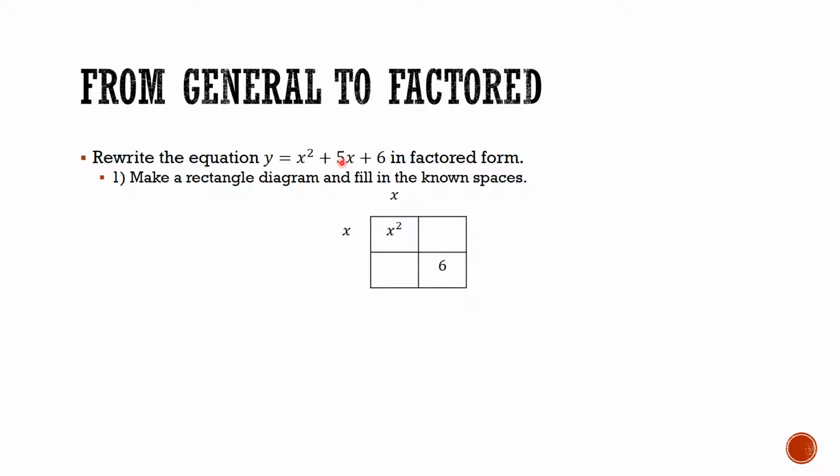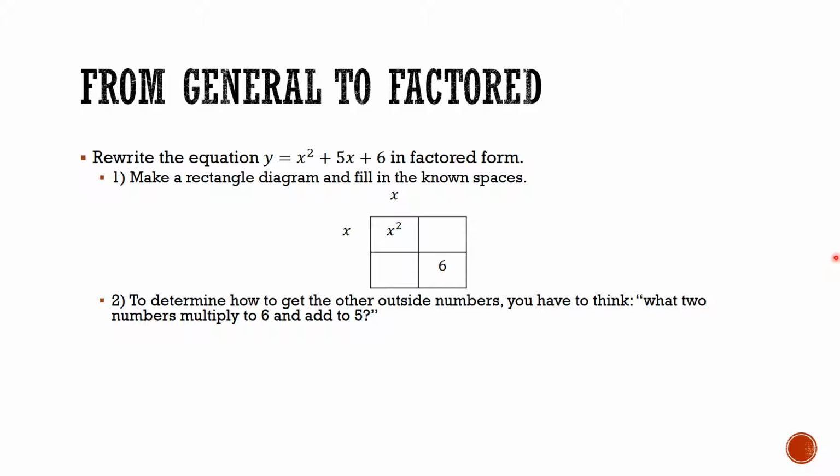Now to get the 5x, these two boxes have to add up, remember? Every time we have a box, these two are by themselves, but these two are like terms, so we combine them. So 5x is going to be this box plus this box. To determine those two numbers, you have to think, what numbers multiply to 6 and add to 5?